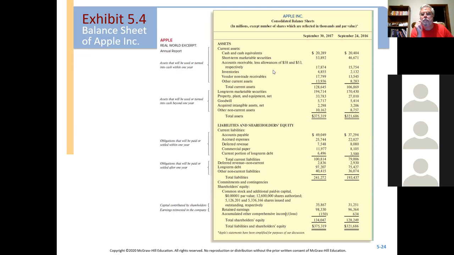So I would really focus on the liabilities, and I would draw connections to what's going on with the assets and see how the liabilities are providing the resources that Apple's using. So that's just a few comments that I have. Before I continue with the presentation, does anyone have any questions about this balance sheet?